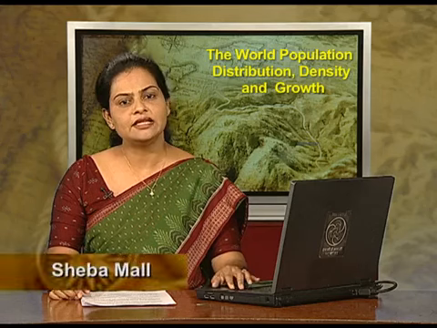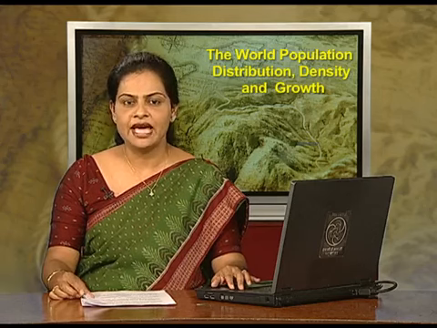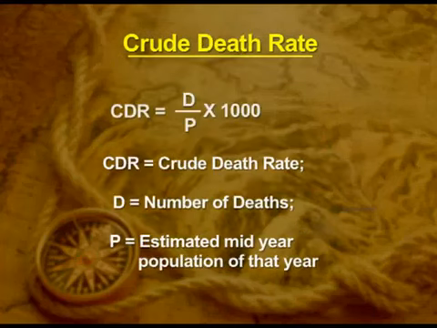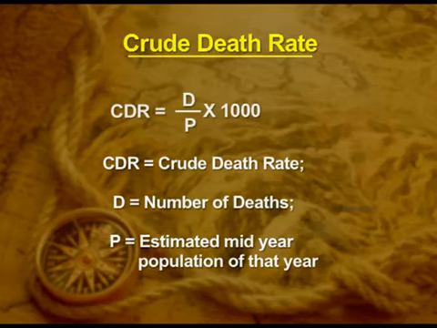Now, let us learn to compute the birth rate and the death rate. To compute crude birth rate, we divide the number of live births during the year by the mid-year population of the area and multiply the product by 1000. We get the crude birth rate. Similarly, if we divide the number of deaths by the estimated mid-year population of that area and multiply the product by 1000, we get the crude death rate.